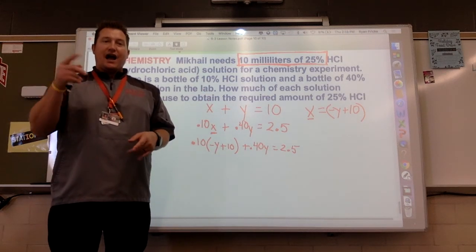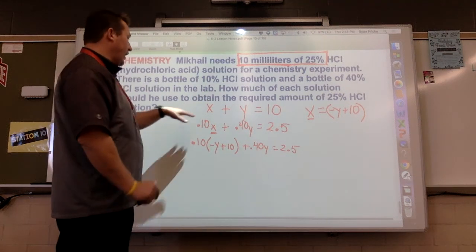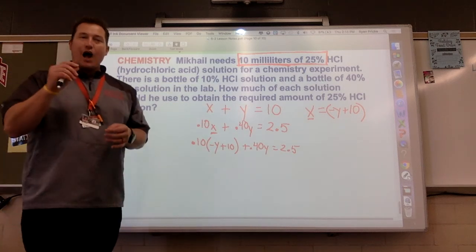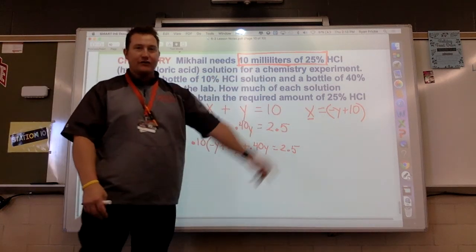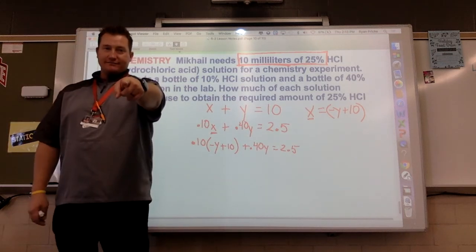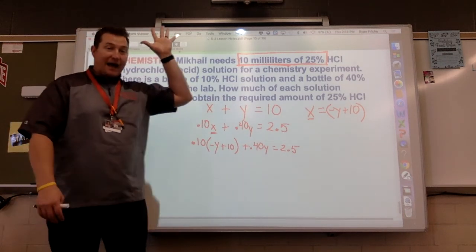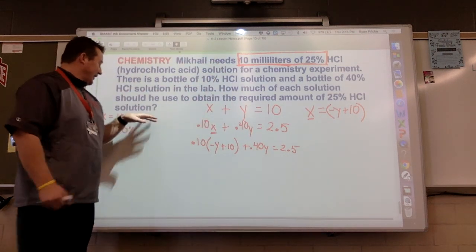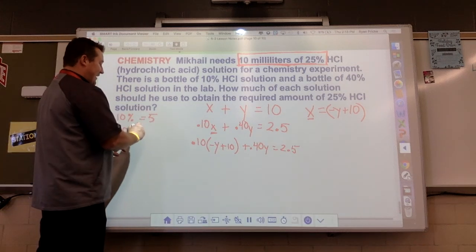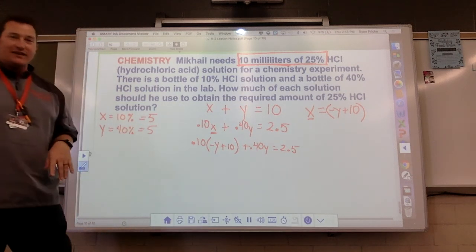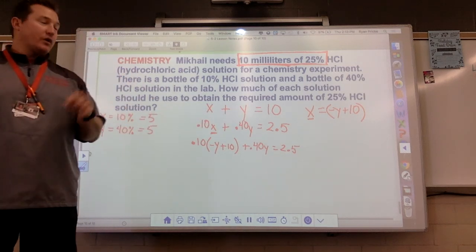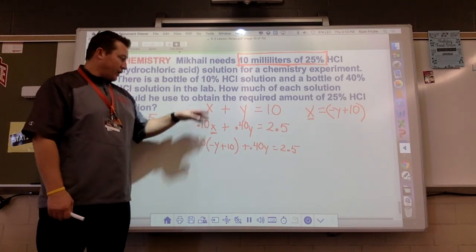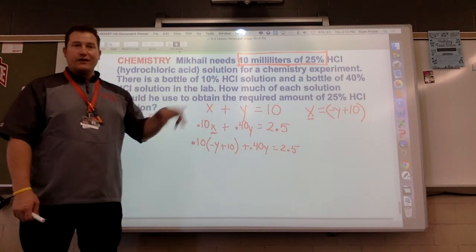Hit pause. Come back. I'll give you the answer for what x and y are. Again, x is our 10% solution. y is our 40% solution. How many milliliters do we need of each one? Pause it. Welcome back. Okay, you guys solved it? Probably not. You're probably just watching it. We should get 5 and 5, guys, if you did that right. If not, look back, see where your mistake is. Maybe you got 5 and you didn't do the second one. If we solved here for y, again, figure out what x is, okay?